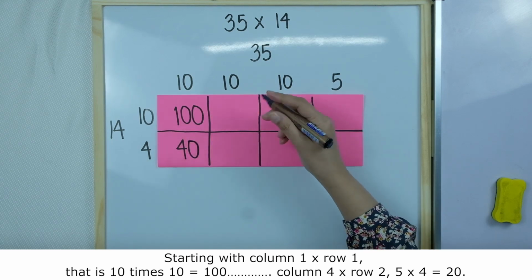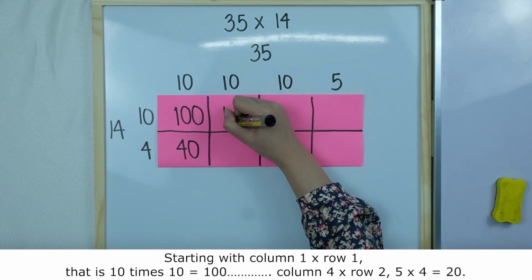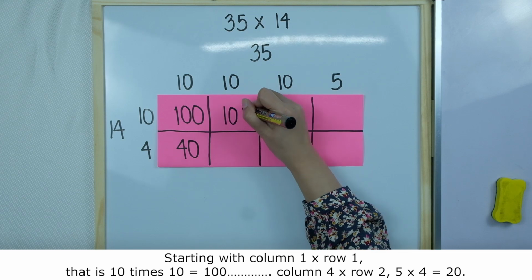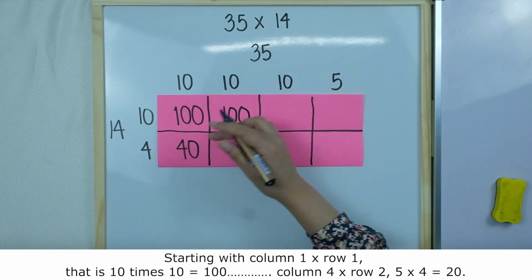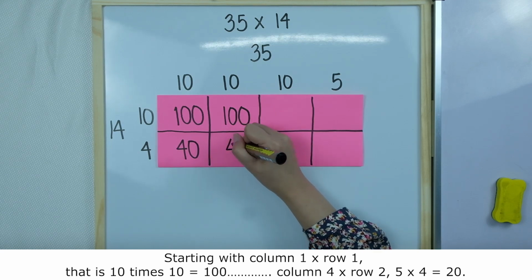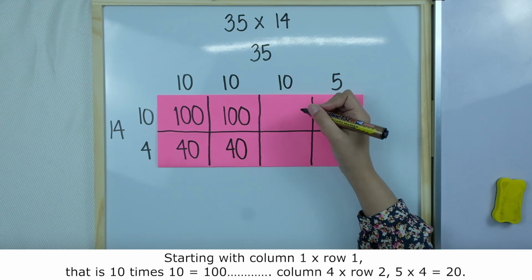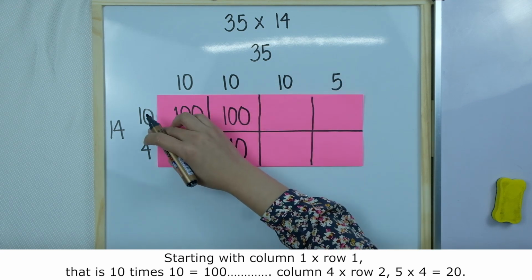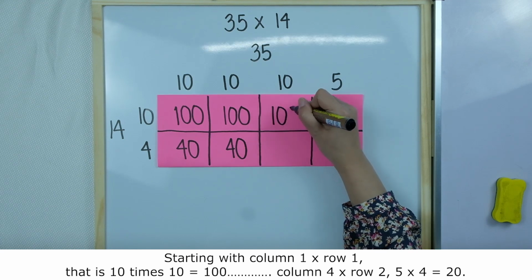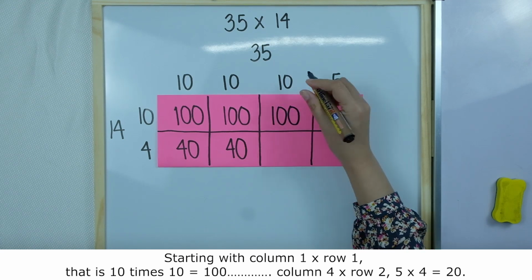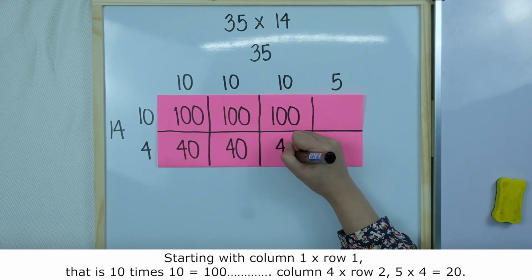Then we continue. Column 2 times row 1. 10 times 10, that's still 100. Column 2, row 2, 10 times 4, that is 40. Let's proceed. Column 3 times row 1, 10 times 10, that's still 100. Column 3, row 2, 10 times 4, that's 40.